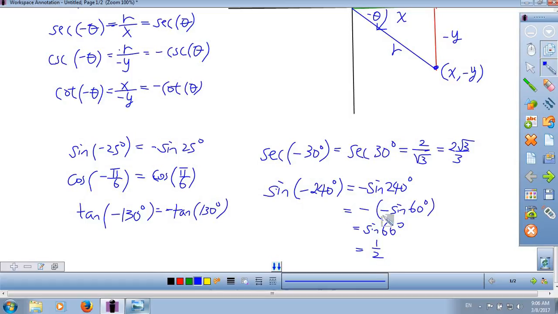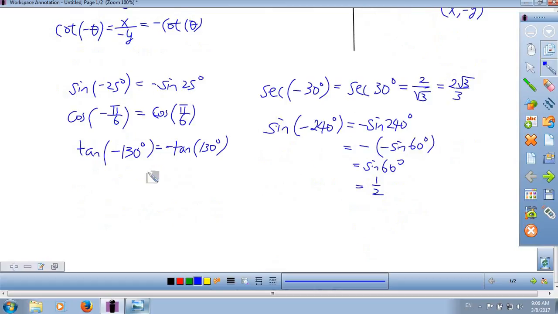Alright, so as you can see, we use several techniques, several facts to help us simplify and reduce this. So instead of looking up the unit circle, we can do this if we just remember sine of 60 degrees. But you do have to remember the rules and how to do that. Okay, let's try one more.